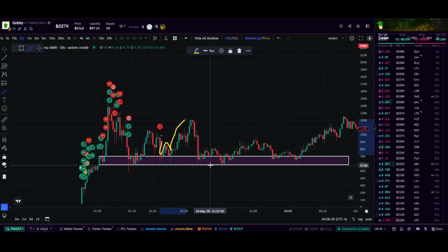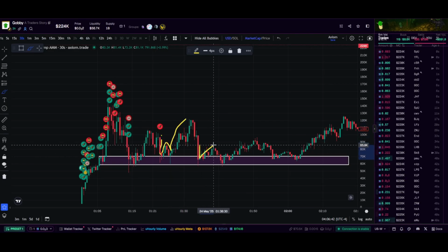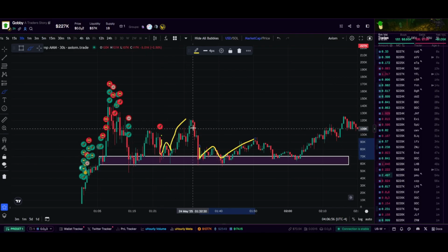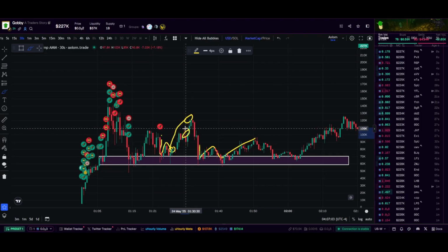And then again, came down, up, down, went up. So again, W. Came down, up, down. So as you see here, double bounced. So you would buy after the second bounce. So one bounce, two, buy here, sell here, or anywhere in between.